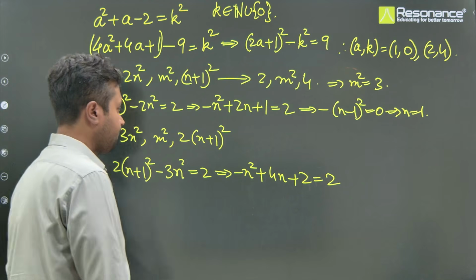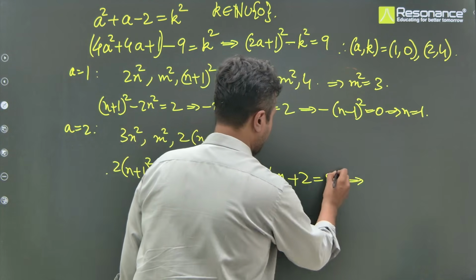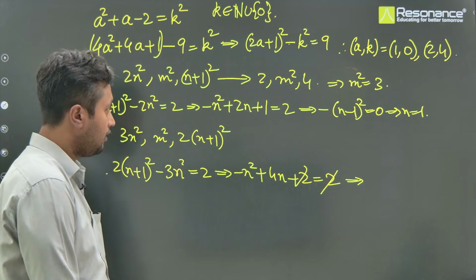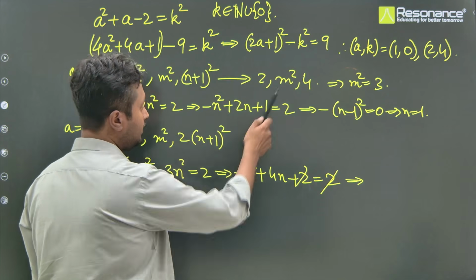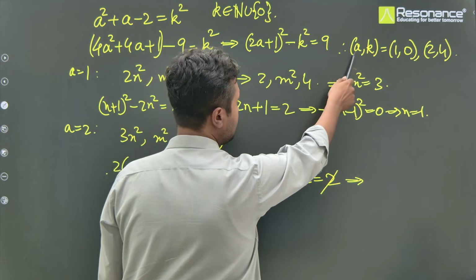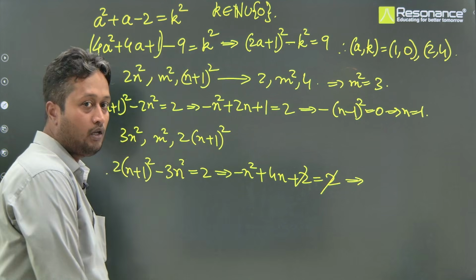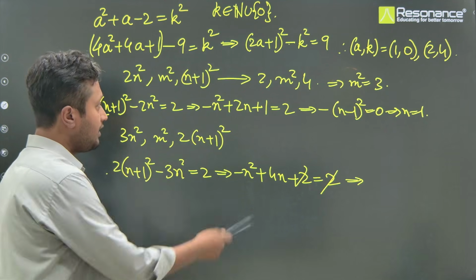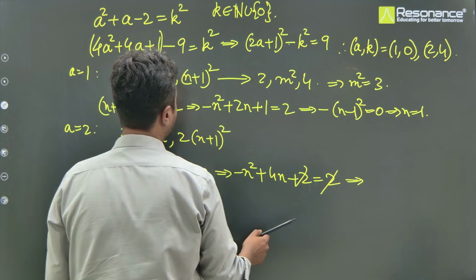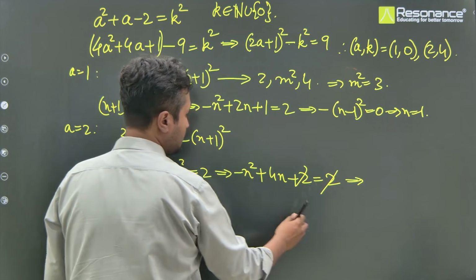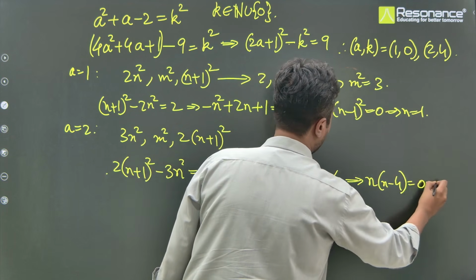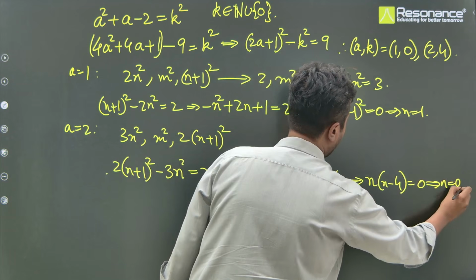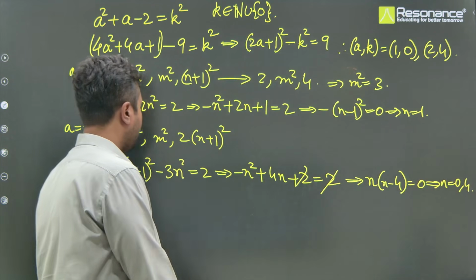Okay. So what does that give us? So 2 and 2 is gone. Yeah, I think I made a small mistake there, but that's okay. The thing that we really are after is the value of a. Okay. Yeah, at least that looks fine. Anyway, so this tells us that n into (n minus 4) is equal to 0. So n is equal to 0 or 4.